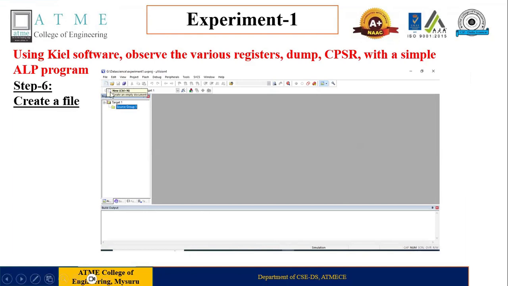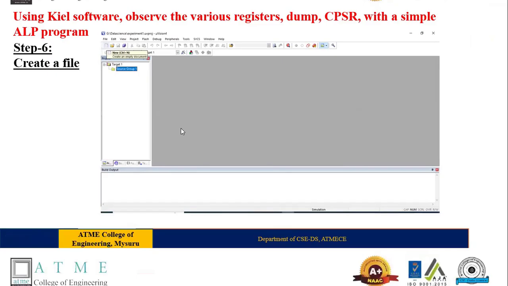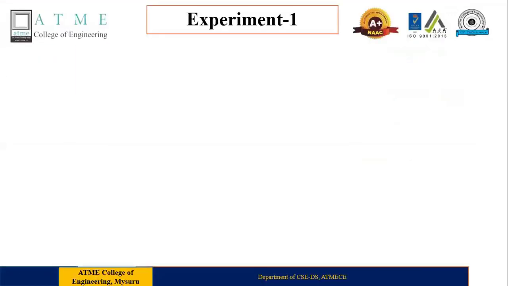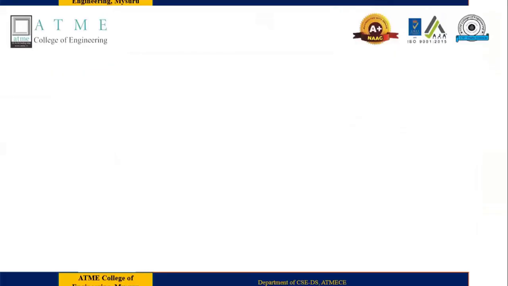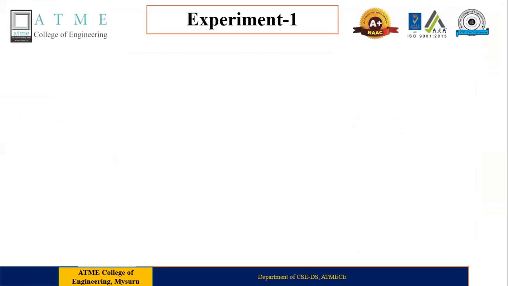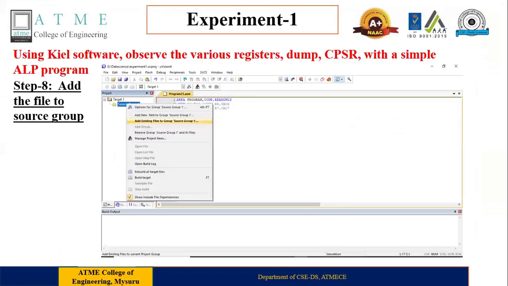Here, click on File to create a new file. After creating a file and writing the text, you need to save it, giving the file name with the extension .asm. Here I have given program 23.asm. Click on save. After saving the file, the color of the instructions will change. Now we need to add the file to the source code.